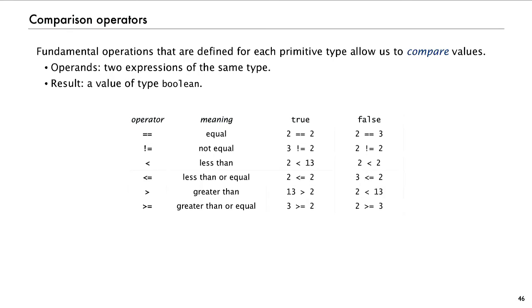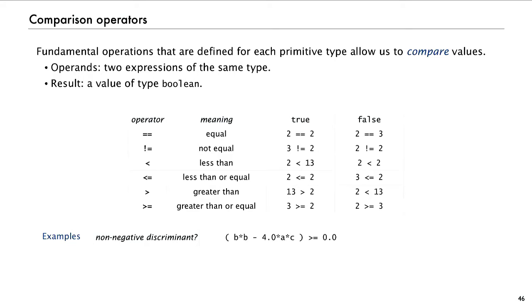So we can take two values of the same type from a data type, and then we can perform these kinds of operations on them. For all our types, the way they're compared is natural. For numbers, it's the natural order of the numbers. For strings, it's the lexicographic or alphabetic order.